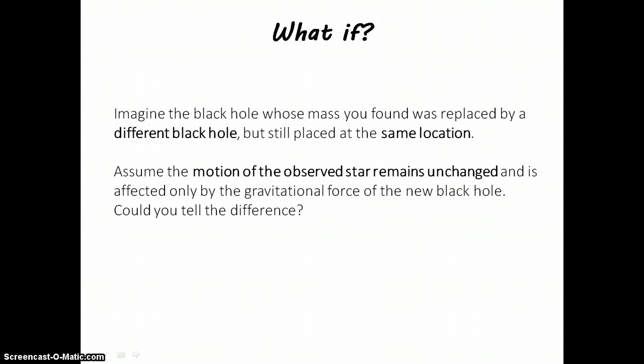The what-if question asks if in observations it would be noticeable if the black hole is replaced by an entirely different black hole at the same location, which does not change the motion of the observed star. The answer is that it's not possible to tell the difference because every element of the black hole we calculated or determined was based on the star circling it. If the star does not change motion and does not appear to change in any other way, we can assume that the black hole has not changed. So, we have achieved our objective in determining the mass of the black hole.